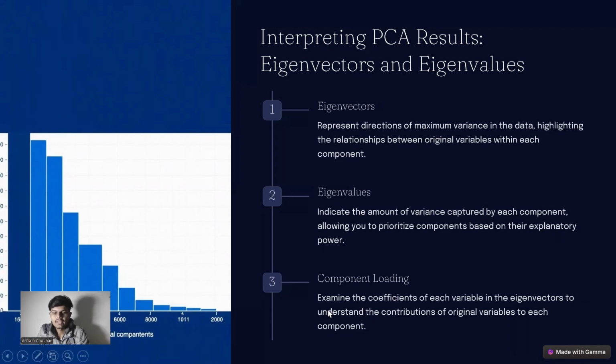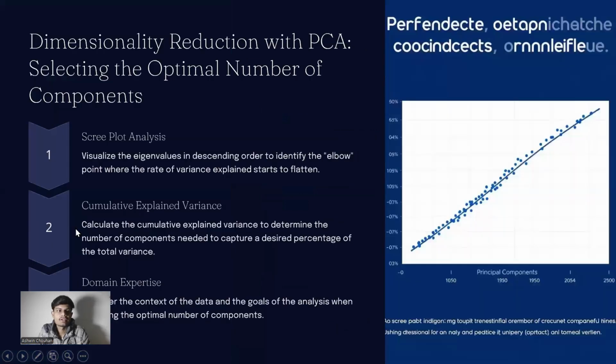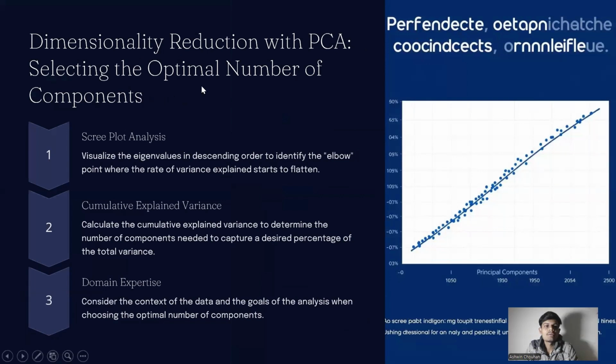Component loading. Examine the coefficient of each variable in the eigenvectors to understand the contribution of original variables to each component. Dimensionality reduction with PCA. Selecting the optimal number of components.